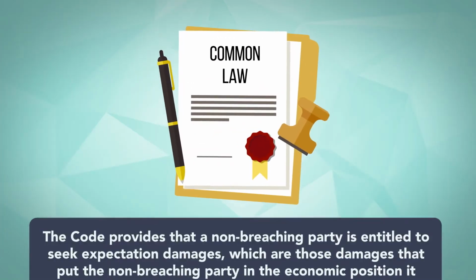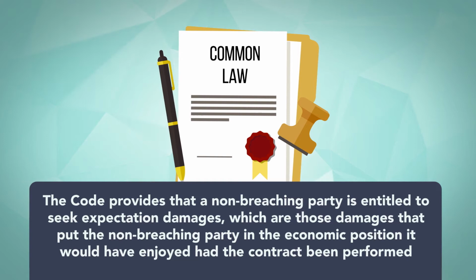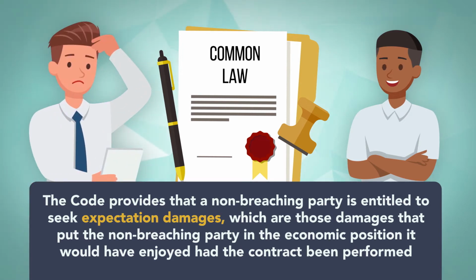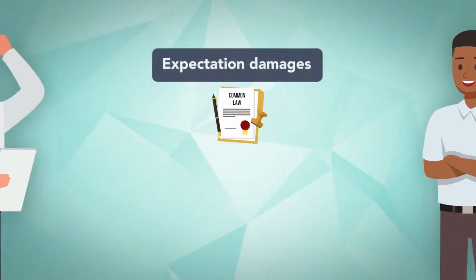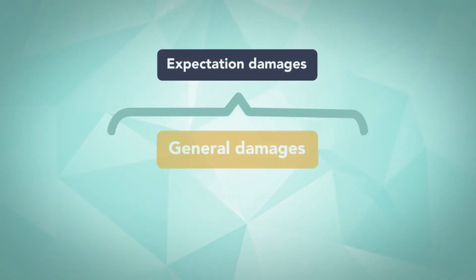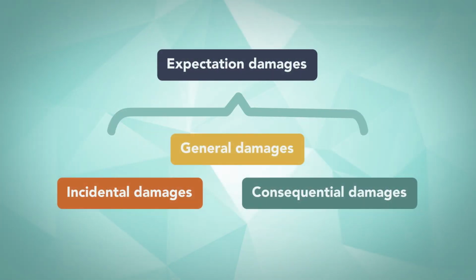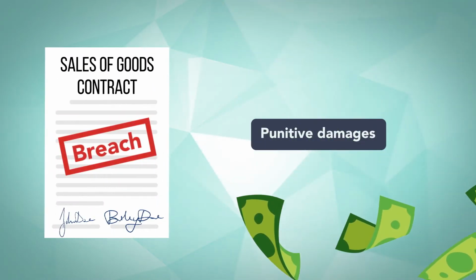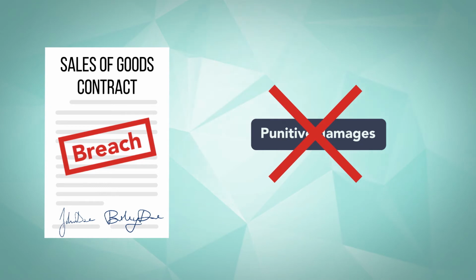As with common law contracts, the Code provides that a non-breaching party is entitled to seek expectation damages, which are those damages that put the non-breaching party in the economic position it would have enjoyed had the contract been performed. The non-breaching party should not be deprived of the benefit of the bargain because of someone else's breach. Expectation damages under the Code include general damages, consequential damages, and incidental damages. Ordinarily, punitive damages are not allowed in actions involving sales of goods.